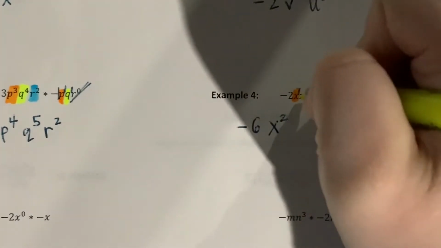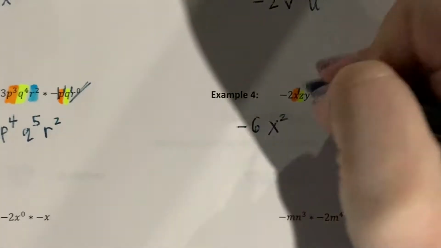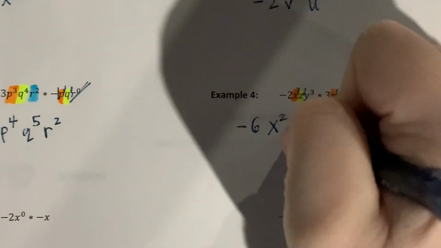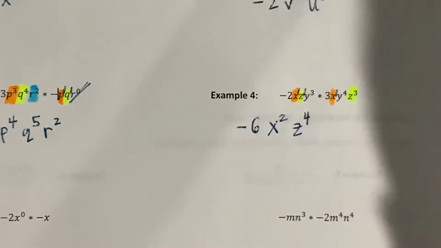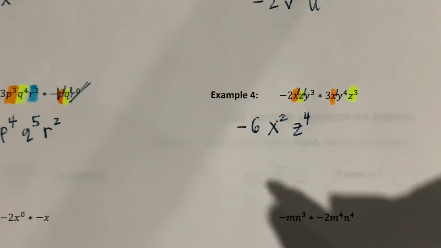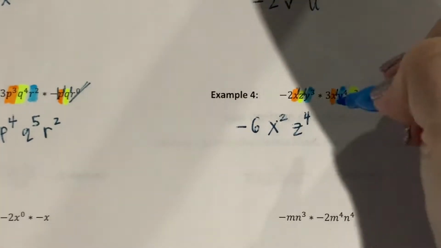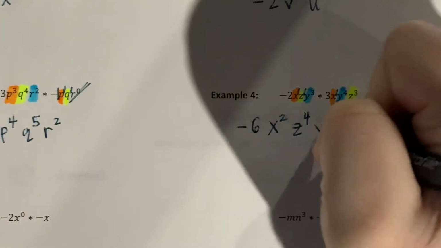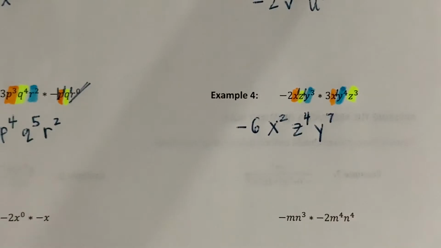Next up, I see I've got z and a z cubed. So this is like saying z to the first power times z to the third power. 1 plus 3 will give me z to the fourth power. And then lastly, I have some y's in the problem. I have y to the third and y to the fourth. So I will keep my base as y. 3 plus 4 gives me 7.